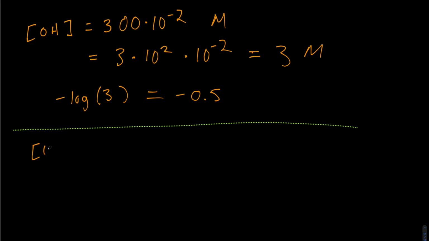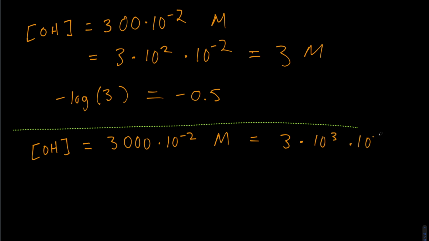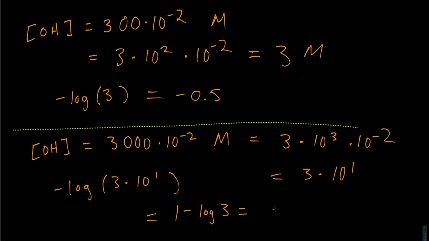So if you have OH concentration of, now let's say 3,000 times 10 to the negative 2 molar, you can really think of this as 3 times 10 to the 3 times 10 to the negative 2. And obviously you can just move this 2 ways to the left as well, but just to write it out, this would be 3 times 10 to the 1. And so if you're taking the negative log of that, you can just do negative log of 3 times 10 to the 1, which is really just 30, but just to show it, you would have negative log of 10 to the 1, that's equal to 1, minus log of 3, so then that would be 1 minus log of 3, which would equal 0.5. And so that's a really quick way to be able to calculate it.